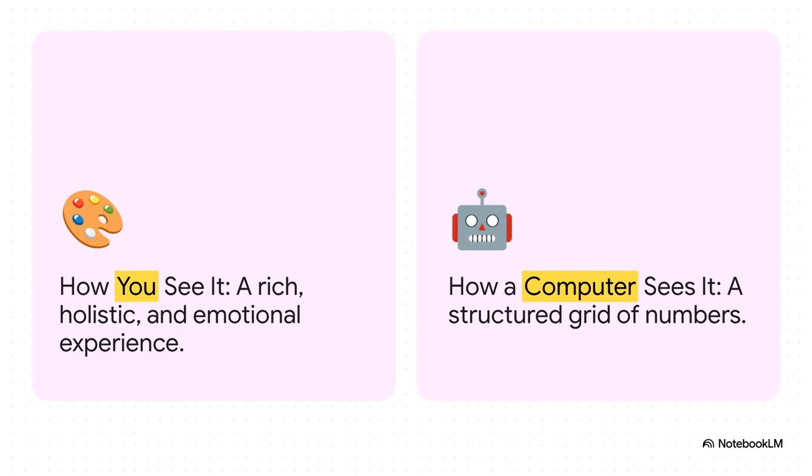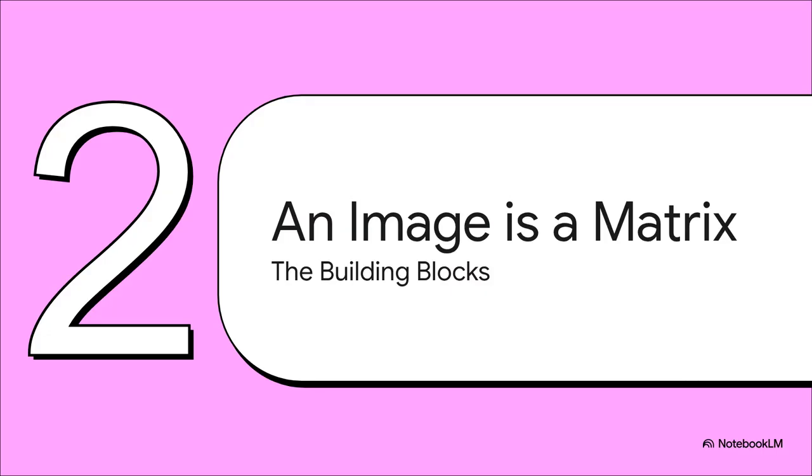For us, seeing is emotional. You see a beautiful sunset, you feel something. You see a picture of a friend, you recognize them instantly, you remember things. It's this rich, holistic experience. But a computer, it sees a spreadsheet. Seriously, a highly structured grid of pure data. For a machine, an image isn't a picture, it's just information. So, how on earth does a beautiful photograph become, well, a grid of numbers?